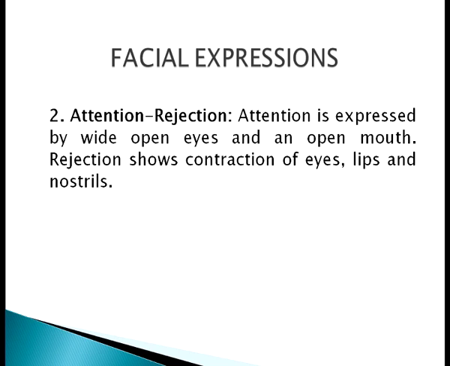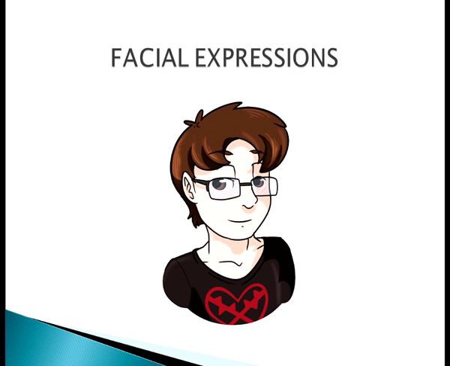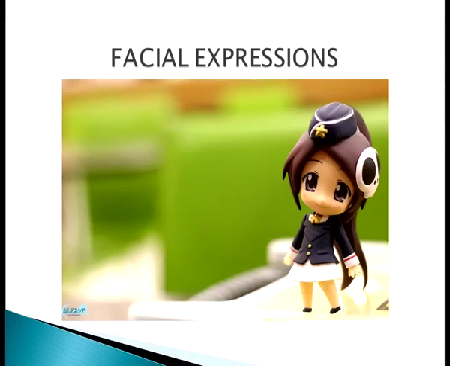The second is attention and rejection. Attention is expressed by wide opening eyes and an open mouth. Rejection shows contractions of eyes, lips and nostrils. That is, when we are attending to some information, our eyes are wide open and we are attentive. But when we are rejected by somebody or something, then we have a low feeling state.